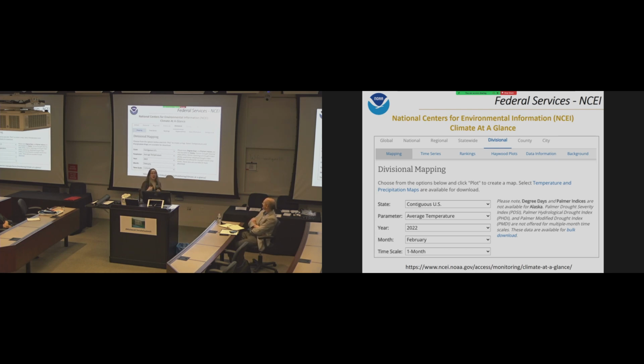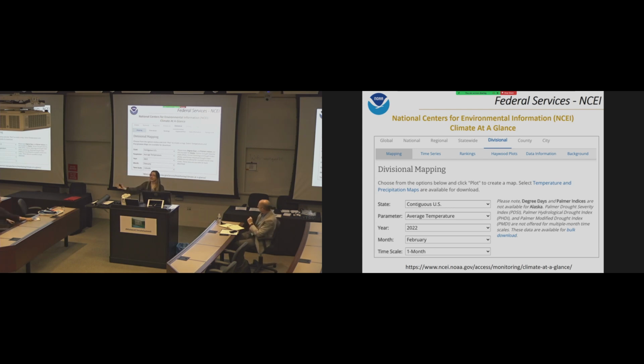Haywood plots, I won't talk about that, but that's a way to track and rank our season, month to month, how it compares to other years. So anyway, data mapping, say you were to go to divisional, so we can break down our geographic areas.